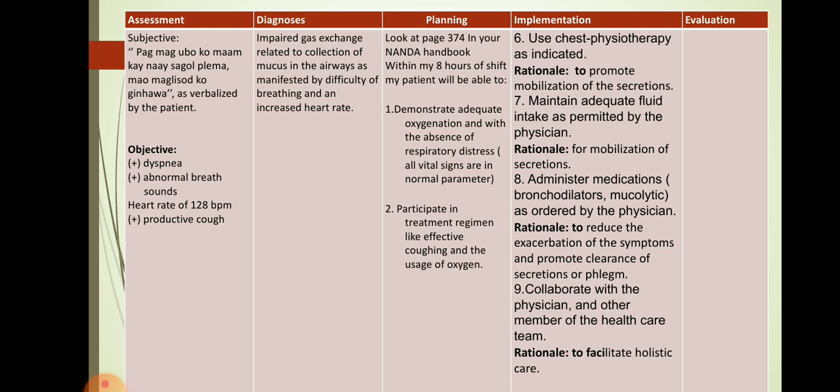The ninth one would be collaborate with the physician and other members of the healthcare team, of course, to facilitate holistic care. You have to collaborate with the medical technologist, the radiologist, or the phlebotomist, or some members of the healthcare team, because we are caring for the patient holistically. So those implementations that I've mentioned are the most common. But in your NANDA handbook, you can just select 10 to 12 interventions related to the client and current status. So, mga itong mga implementation na example.